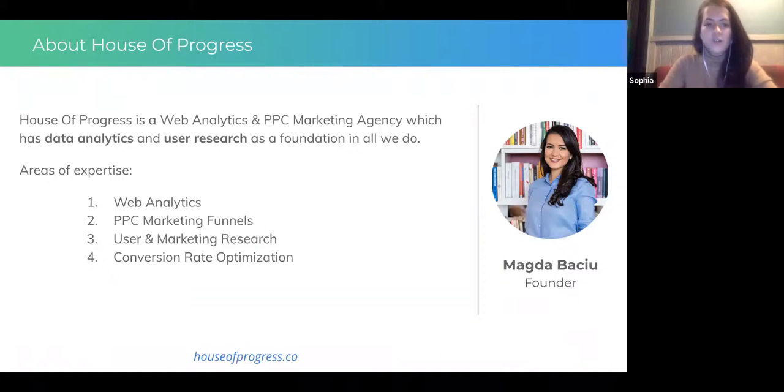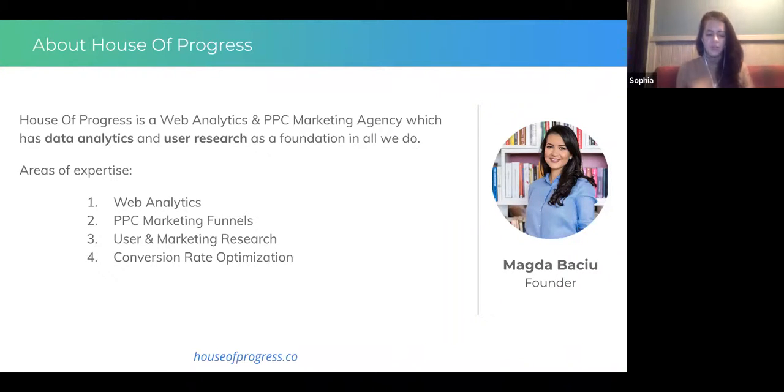A few years ago, I noticed that I love three specific areas: online marketing, data analytics, and psychology. So I thought that the perfect job for me would be a job that brings these three main areas together. So here we are. Three years ago, I founded House of Progress, where my team and I are helping businesses to increase their revenue through a few areas of expertise.